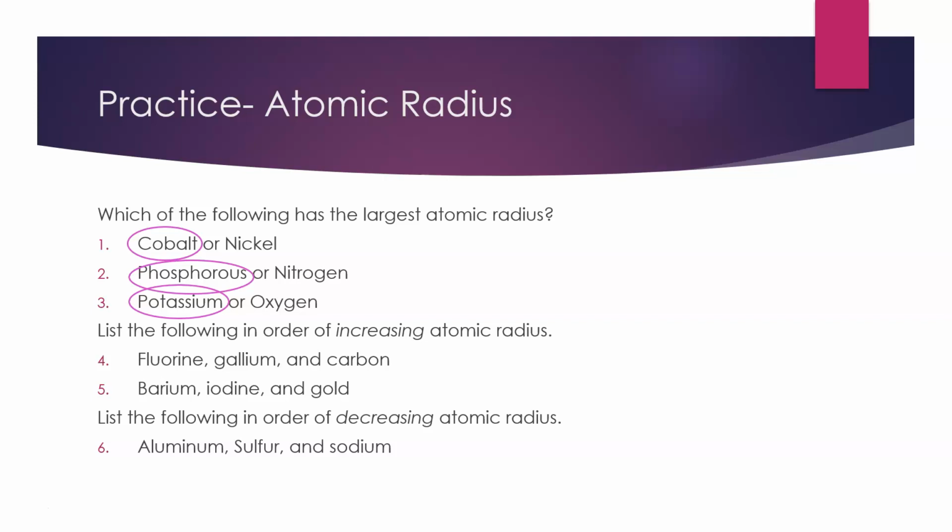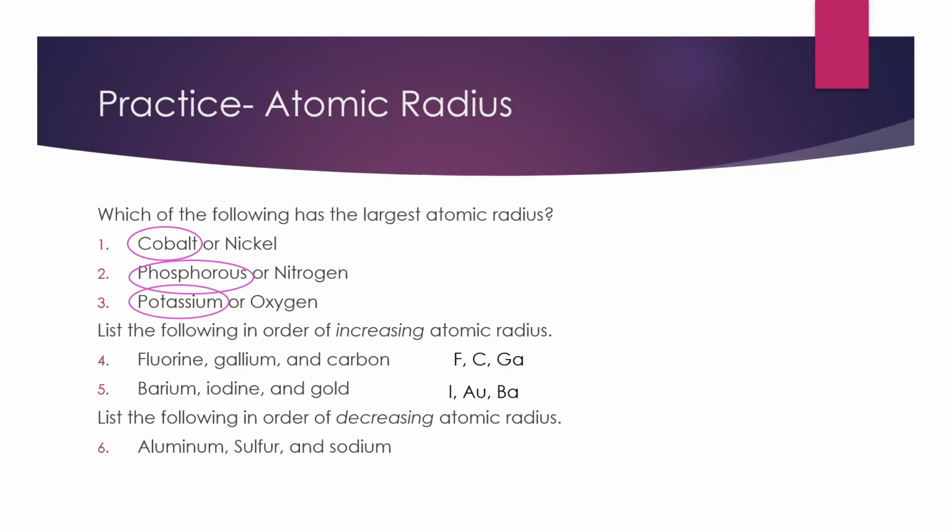Next you were asked to list 3 elements in order of increasing atomic radius, meaning the first one should be your smallest and your last one should be your largest. Up first, it should have gone fluorine being the smallest because it's all the way up at the top right side, then carbon, then gallium.